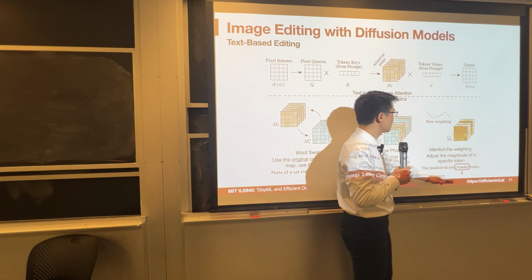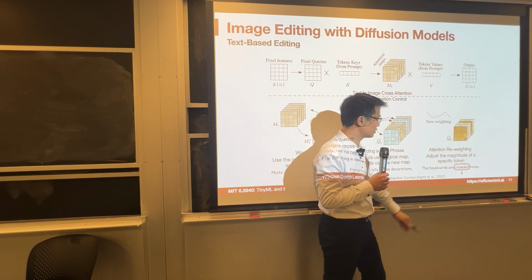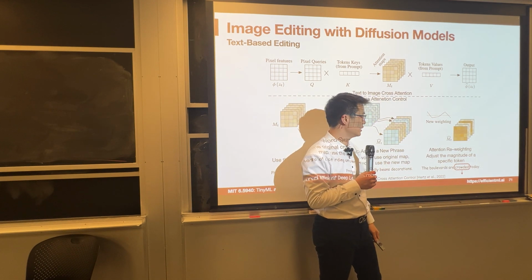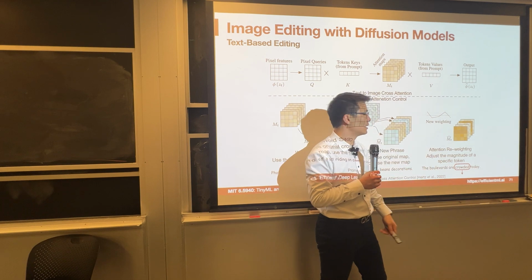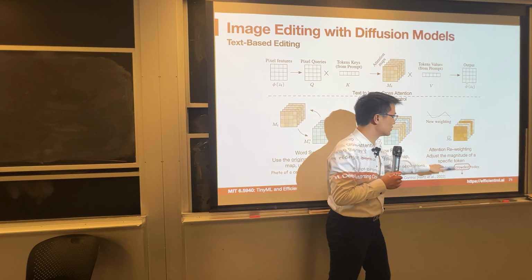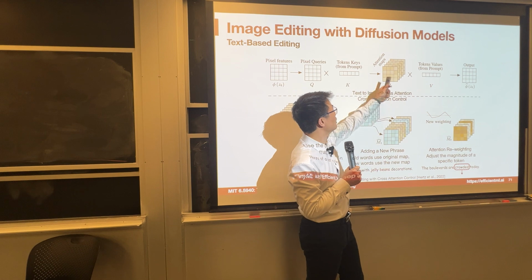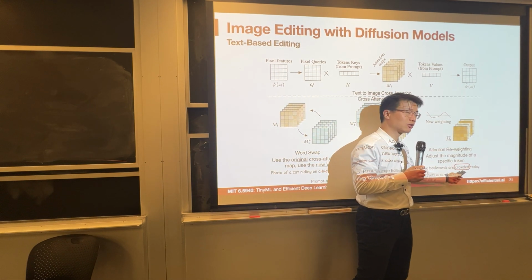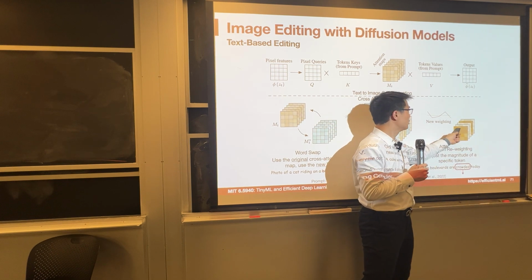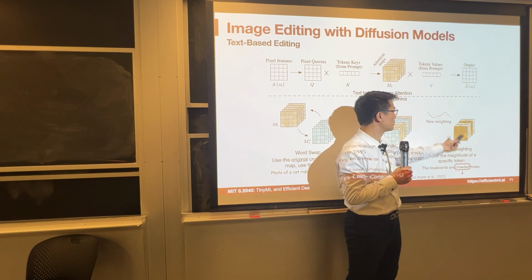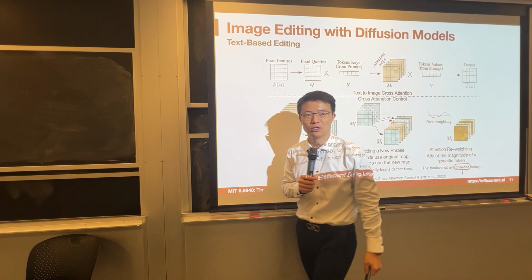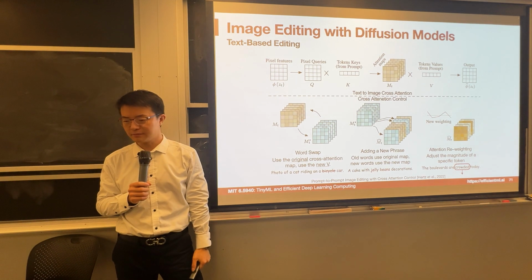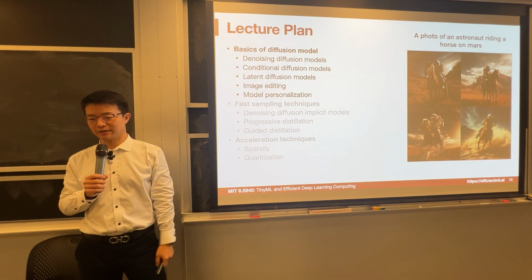What about getting different weight, like tuning down the crowded, make it less crowded, or make it more crowded? So we can simply reweight, adjusting the magnitude of a specific token. Like here you have 5 tokens, then you have 5 channels in the attention map. If you want a particular token to tune up or tune down, you can weigh the corresponding channel up or down in this way. So that's how to edit the image.